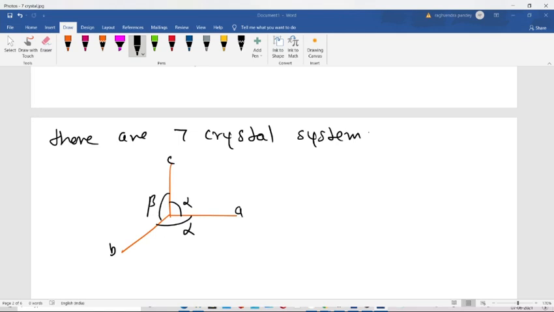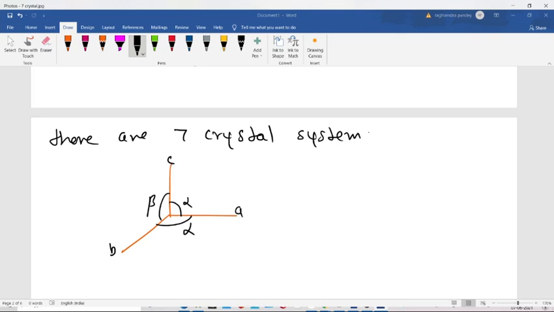A is equal to B, but they are not equal to C. So there is some height. It is not a correct diagram here; it should be a hexagon, but that's okay. We have to study hexagonal and cubic only. Just these two. For monoclinic, triclinic, rhombohedral, we just have to remember their angles and A, B, C. But in detail we have to study the cubic and hexagonal only.